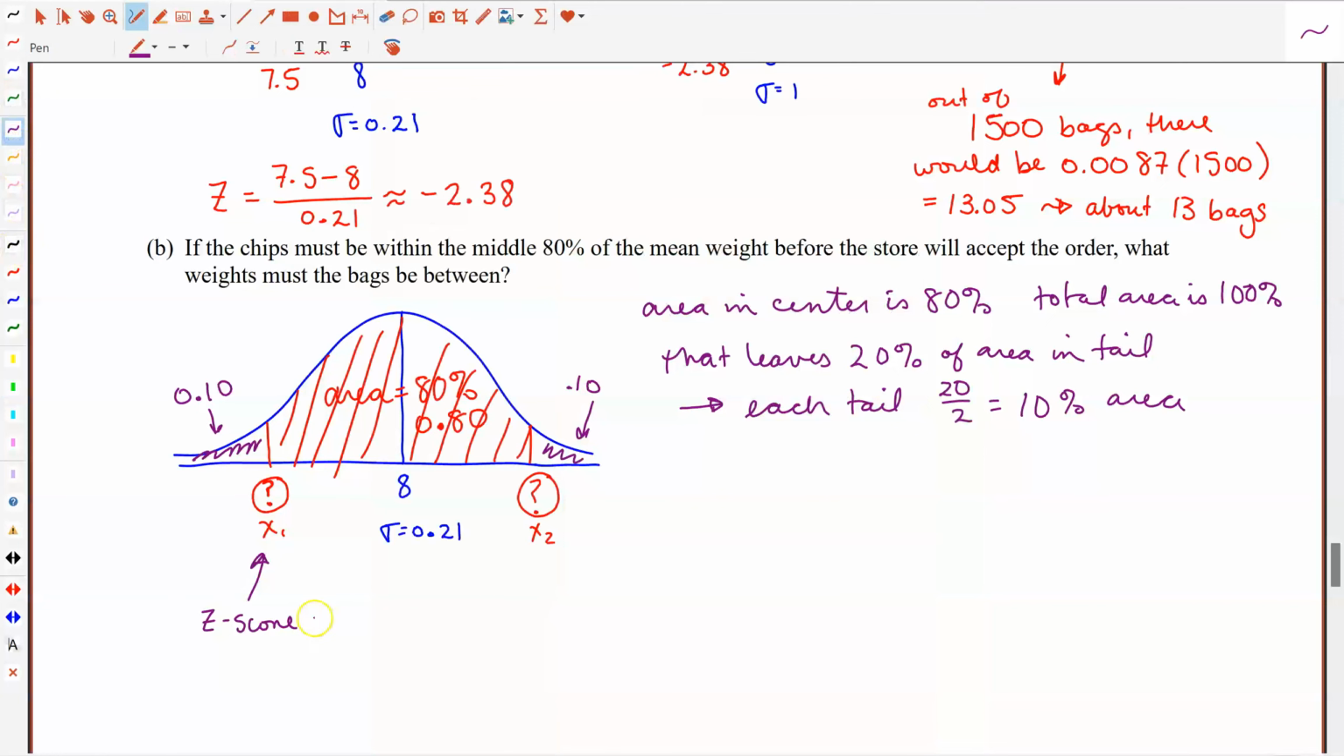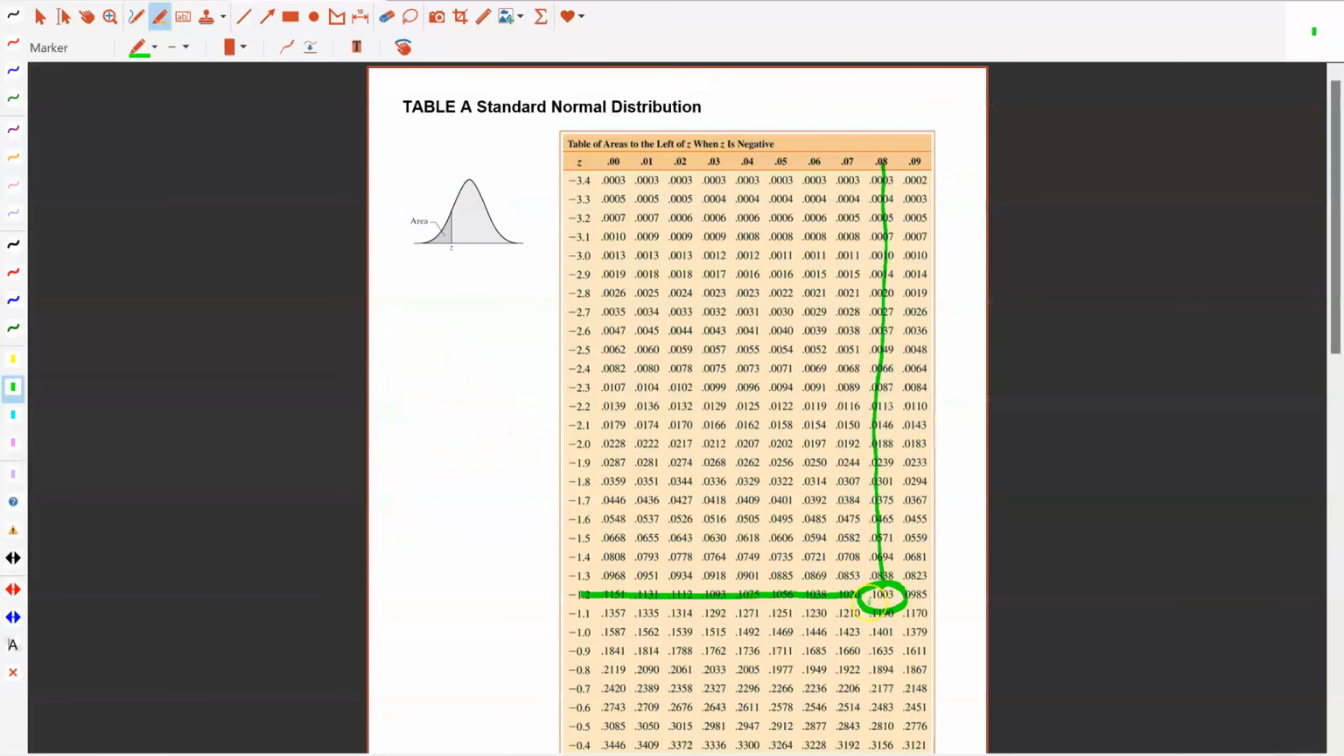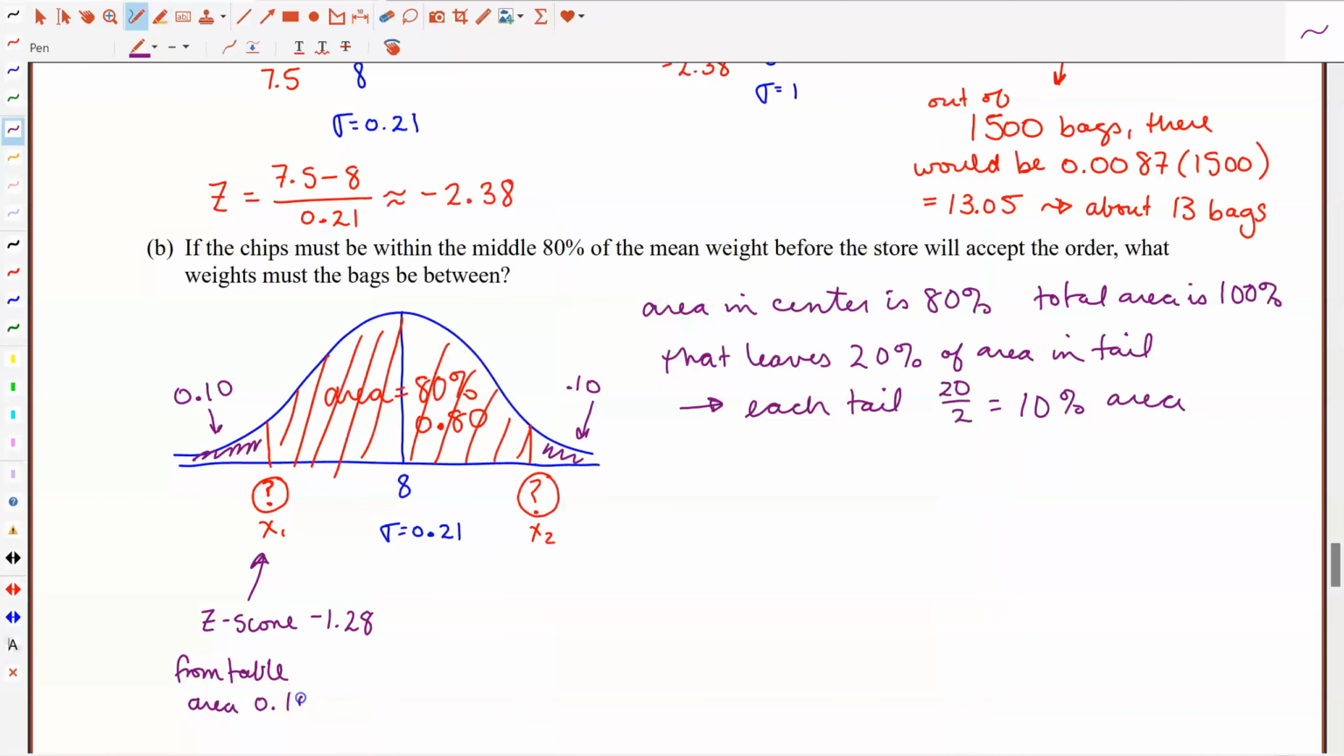All right, maybe let's write ourselves a little note. We got a z-score of negative 1.28 from the table, and I just like to remind myself what I was looking at: the area that we found in the table was 0.1003. All right, so that's going to be the z-score on the left. Let's find the z-score on the right.